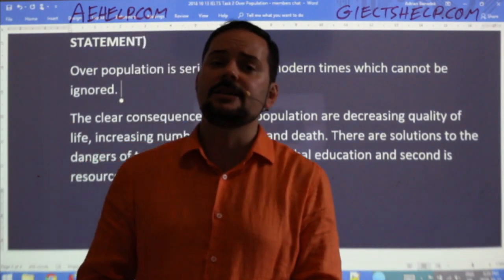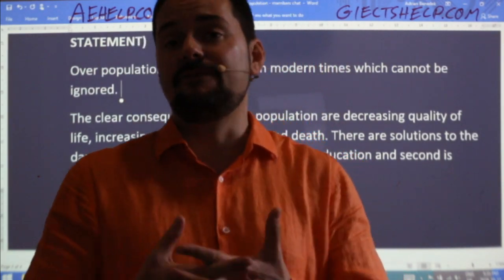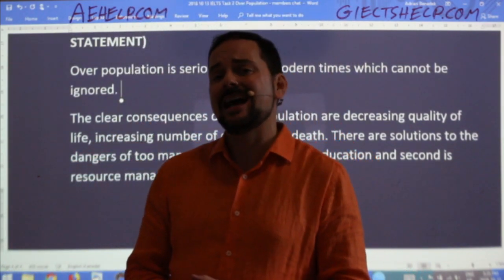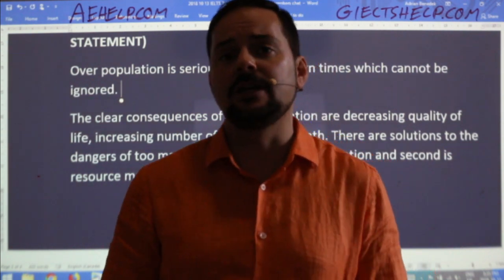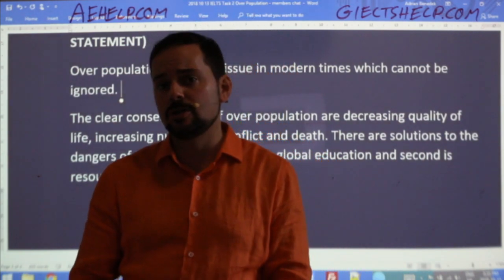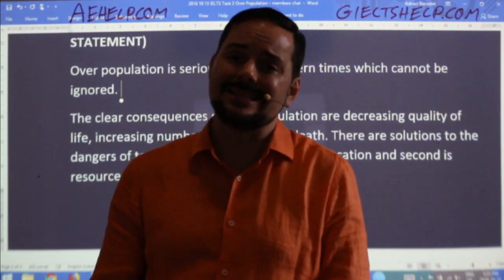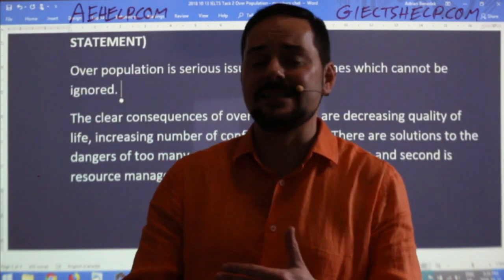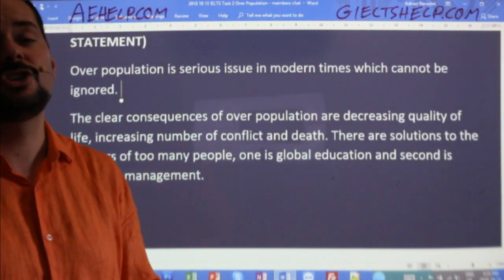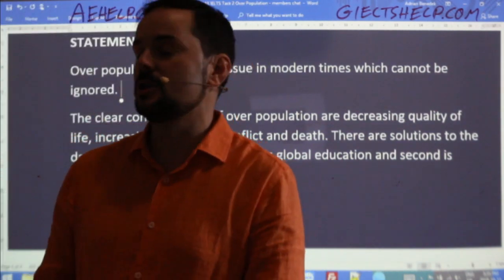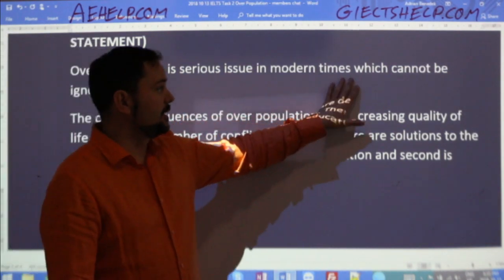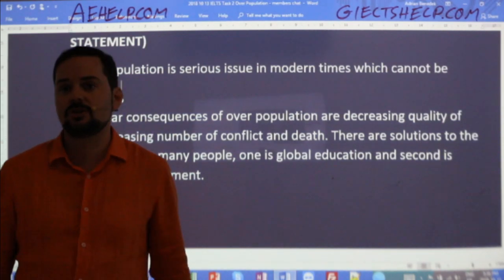If people think that overpopulation will fix itself, you're right. It probably will. But in a very nasty way if humans don't actively try to find solutions to this problem. Because nature's solution to overpopulation is basically epidemics, disease, death, and just wiping out huge populations, decreasing populations. So if we let nature decide, she will, but probably not preferable. So most people will agree that overpopulation is a serious issue in modern times which cannot be ignored, or it's foolish to ignore. Okay?